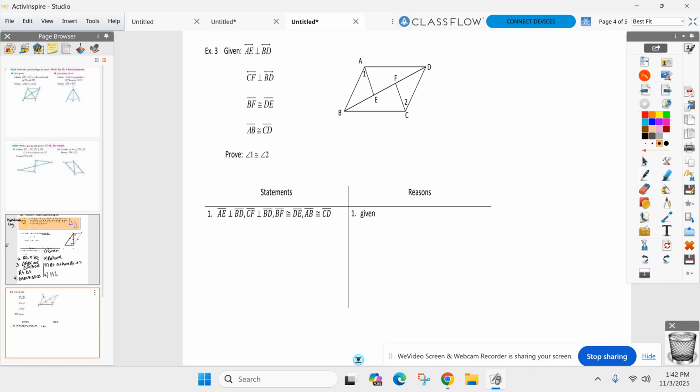Oh boy. I wrote the givens in. You're welcome.